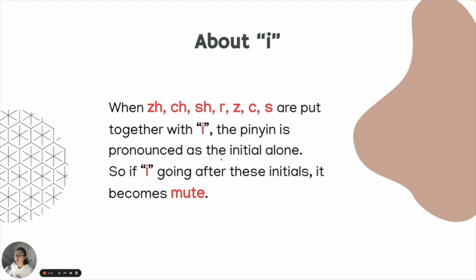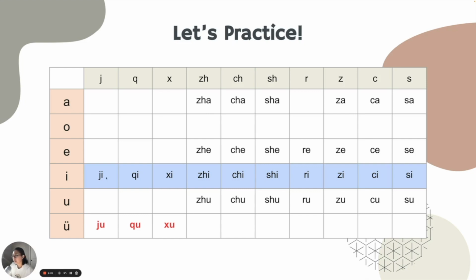pronounced as the initial alone, as zh, ch, sh, r, z, c, s. So if e goes after these initials, it becomes mute. Let's go back and look at these three here. Ji, qi, xi, no problem, it's pronounced e. And then zhi, chi, shi, ri, zi, ci, si. I just had to point out because students pronounce them like ze, ce, se. That's wrong. It's just one of the rules in Pinyin. You don't pronounce the e after zh, ch, sh, r, z, c, s, okay? It becomes mute if there's e after these initials.